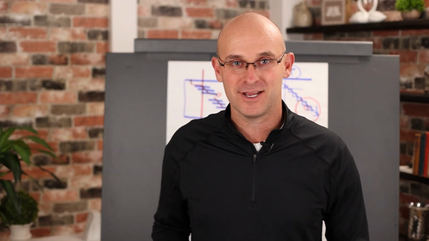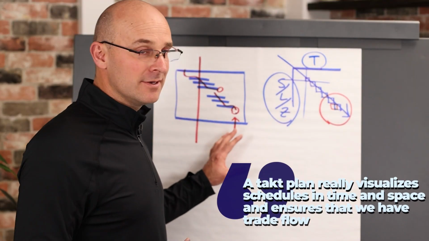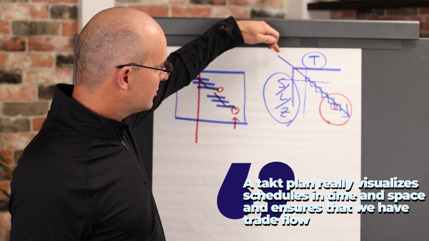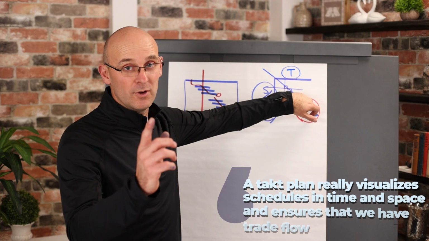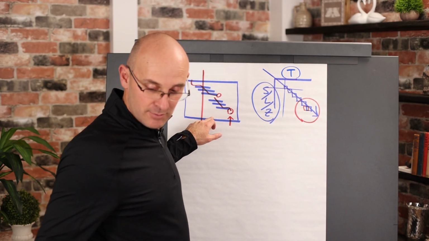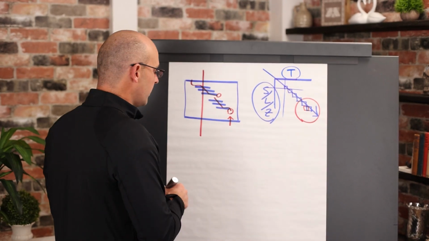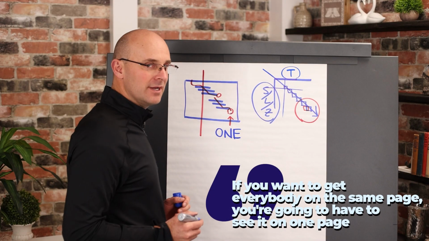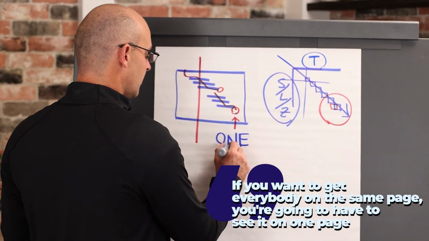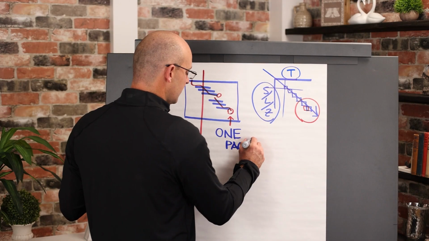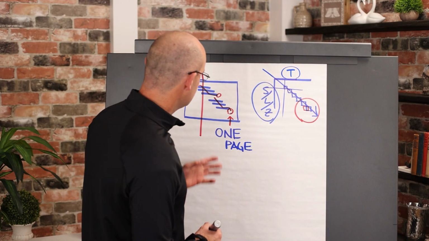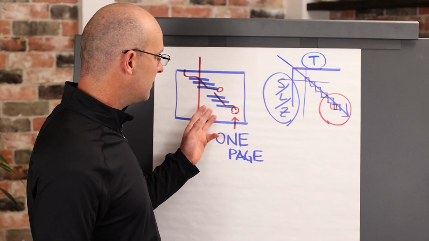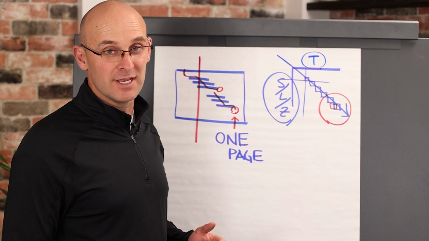Back to the topic at hand. Okay, so a takt plan really visualizes schedules in time and space and ensures that we have trade flow, number one. The other thing is, you're able to visualize it and see it on one page. I heard the coolest quote the other day, that if you want to get everybody on the same page, you're going to have to see it on one page. So I just love that. How powerful is a visual communication tool that will always show you when activities are supposed to be happening and make sure that we're doing it with trade flow.